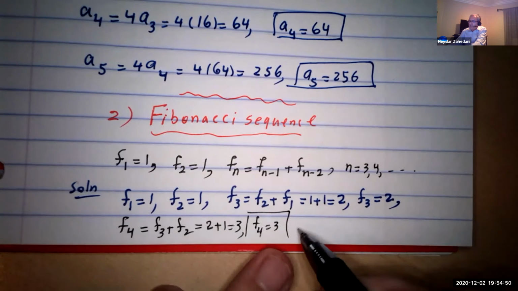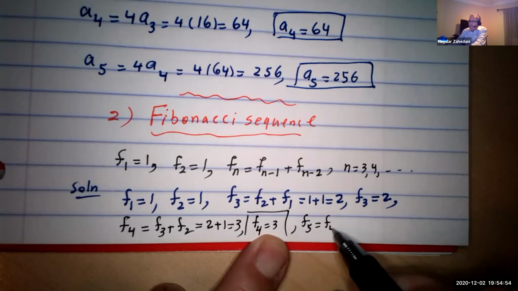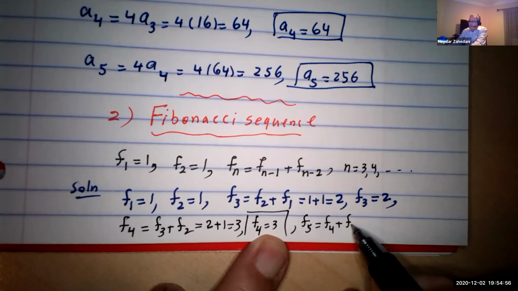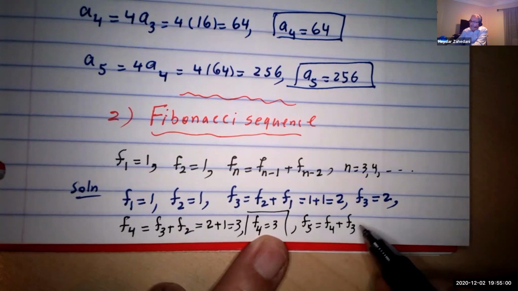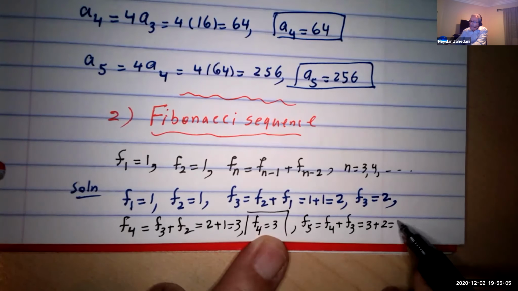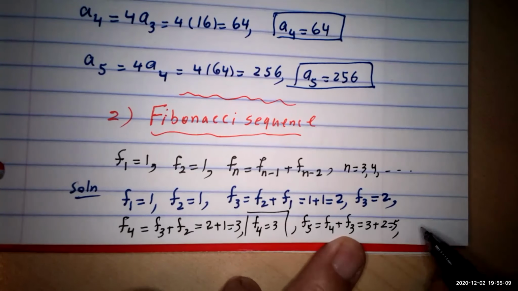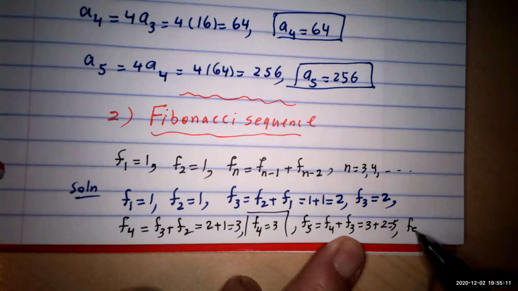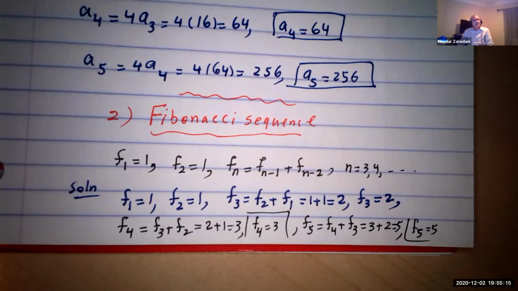How about if you want to find F5? One down would be F4, once more gives you F3. Now, if you substitute F4 is equal to 3 and F3 is 2, that is equal to 5. So the fifth term of the Fibonacci sequence would be 5. So if you list them together, any question?